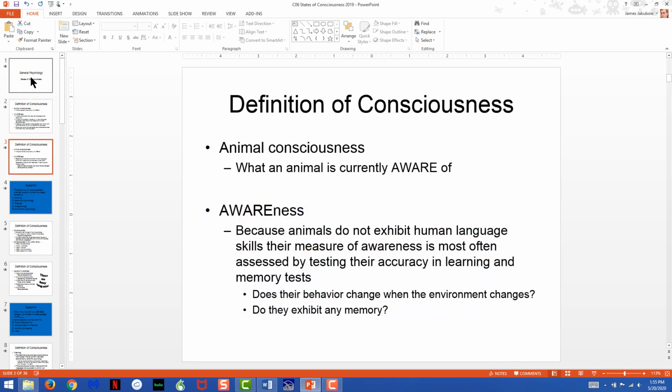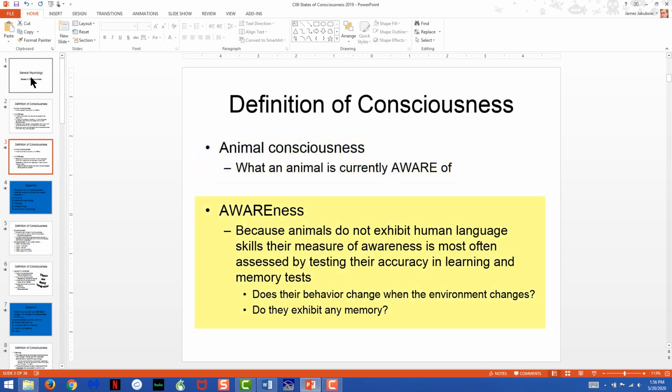Now let's switch over to animal consciousness. Now clearly you would not expect there to be any aspect of language when you're evaluating animal consciousness. And you'll notice as well that the definition of consciousness for animals is essentially the same as it is for humans. Animal consciousness is defined as what an animal is currently aware of. The same problem exists here. Consciousness and awareness are synonyms of each other, and as a result, you have the same problems that I described in the previous slide.